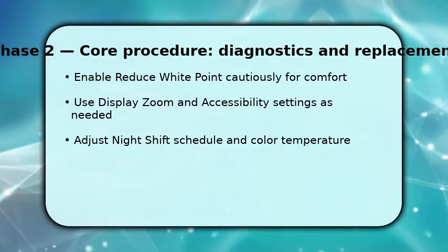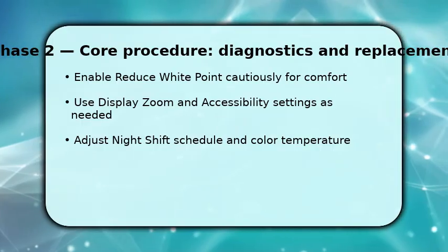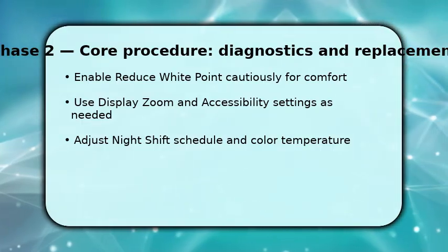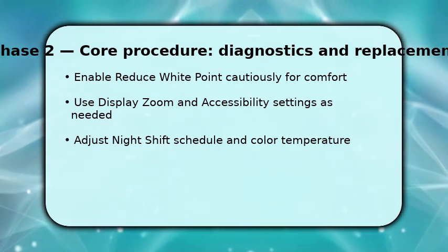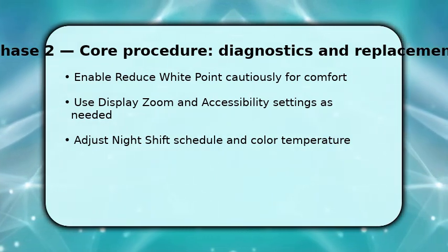Use Display Zoom to change scaling for larger UI elements, which can make content appear brighter. Test versus standard. Then configure Night Shift. Schedule it off during daytime and set color temperature to less warm so whites read brighter. Once done, continue to hardware and camera adjustments.